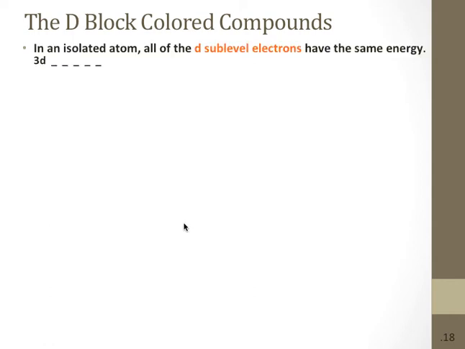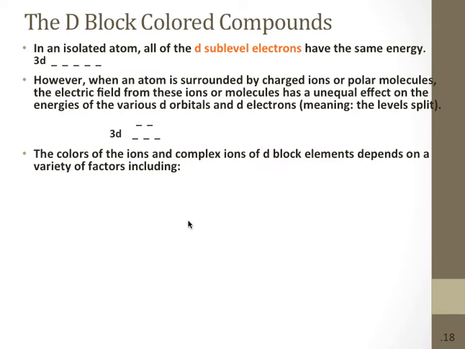How do these things become colored? In an isolated atom, all of those d sublevel electrons have the same energy level. But when an atom is surrounded by charged ions or polar molecules, there's an electric field that is generated. And they make an unequal effect on the energies of the various d orbitals and d electrons. Meaning, kind of like the hybrid, if you remember the hybrid orbitals, sp2, sp3, when we did bonding, the level of the 3d splits.